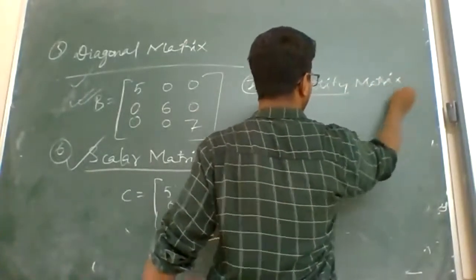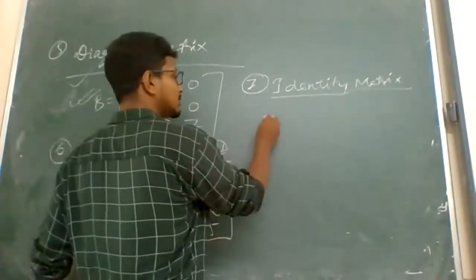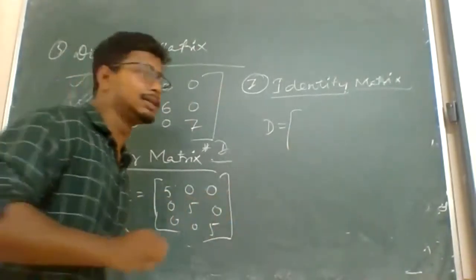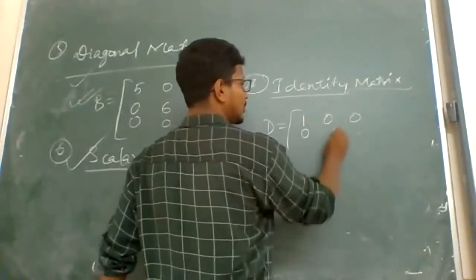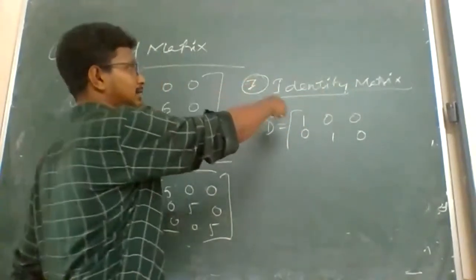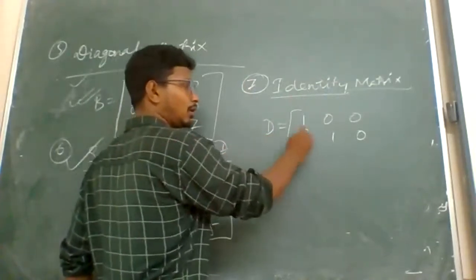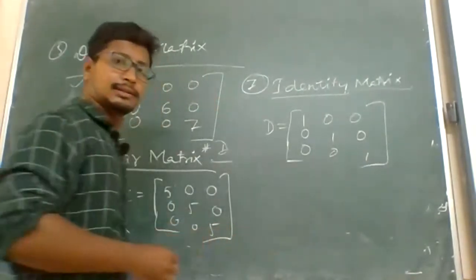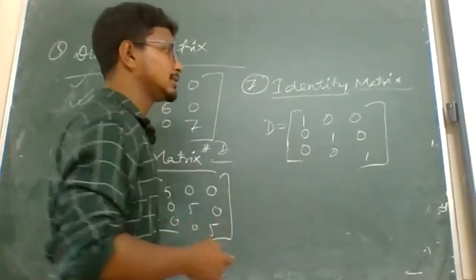What is an identity matrix? Actually, an identity matrix is also a scalar matrix. I will write the matrix D, where all the diagonal elements will be 1: 1 0 0, 0 1 0, 0 0 1. For the identity matrix I have taken the example D, where all the diagonal elements will be 1. Can you tell me what the order is here? Here the order is 3.